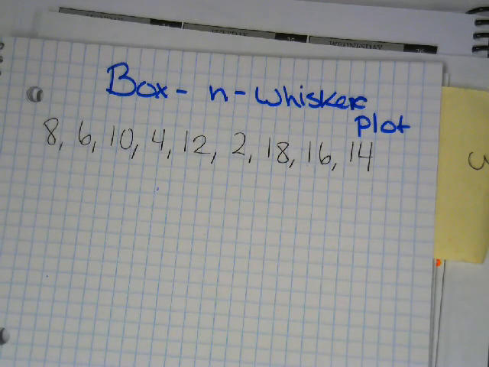Let's say I interviewed a couple of you, and I asked you, how many cousins do you have on your mom's side? Okay? And this is what I got. Some of you have 8 cousins on your mom's side. Some of you just have 2 cousins on your mom's side. Let's just pretend that's what I asked you, and you gave me this list. Now, I'm going to take this list and I'm going to create a box and whisker plot.